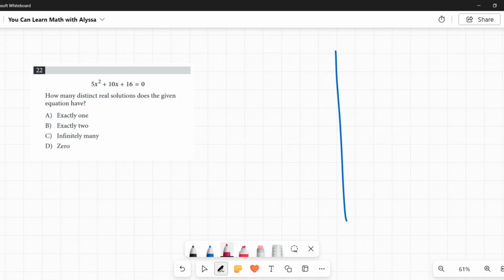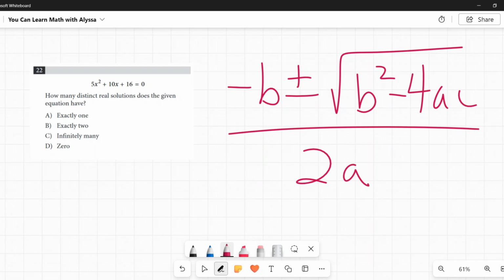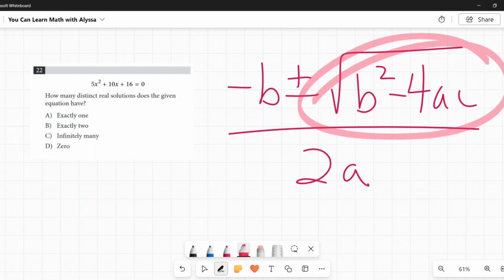Using the discriminant, it's based on the quadratic formula when you're solving for x. It's negative b plus or minus the square root of b squared minus 4 times a times c, all over 2a. And that will give you the solution. So when you're doing this, you have a square root right here. If there is a negative number under this square root, then there are no real solutions because we can't have a real square root of a negative.